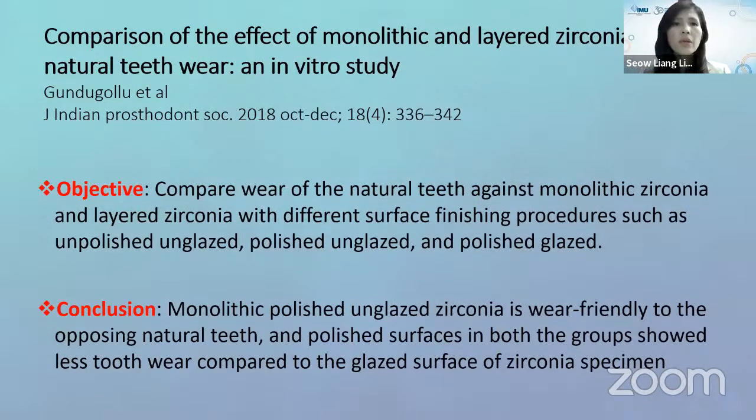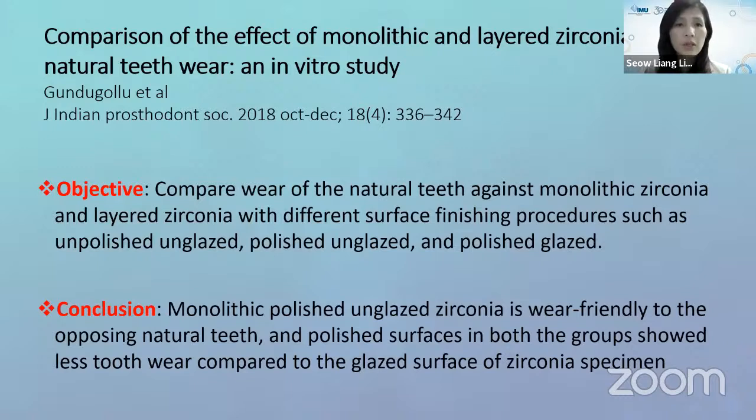All right, so look at another paper. So this is an in vitro paper, a lab test. Okay, they look at the wear of the natural teeth against a monolithic zirconia. Monolithic meaning to say you actually mill out the zirconia as one whole crown. You do not layer them at all. All right, so this is by means of monolithic.